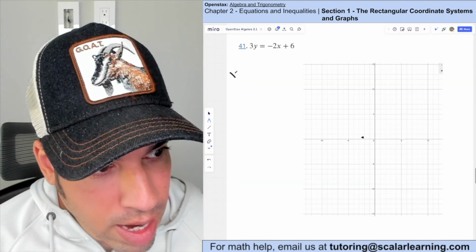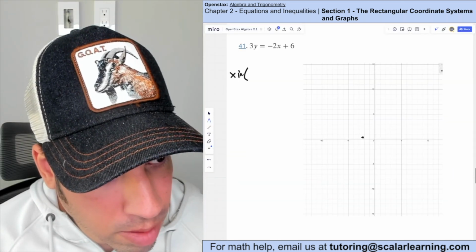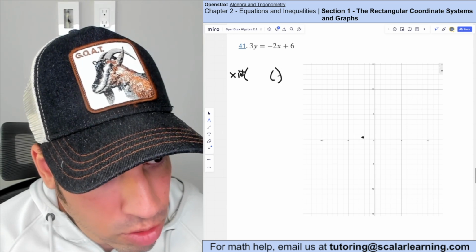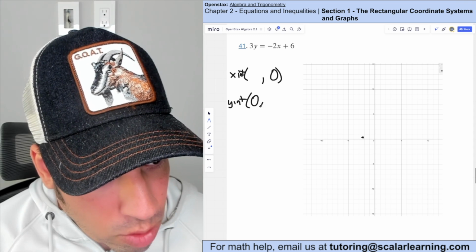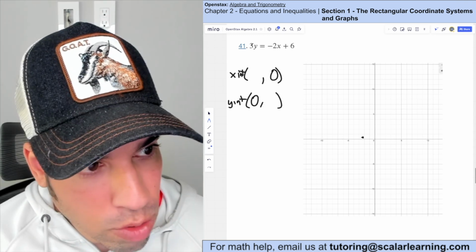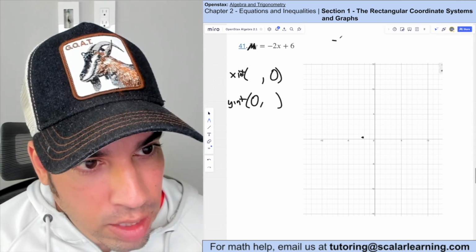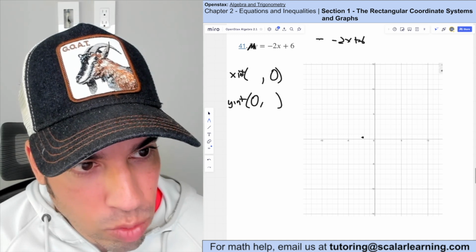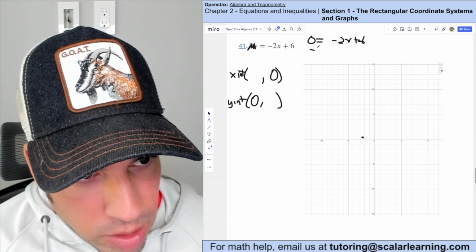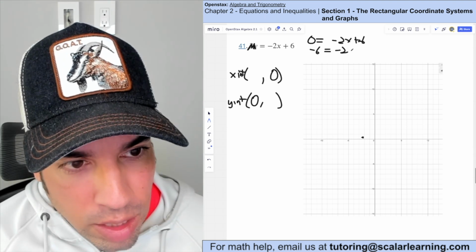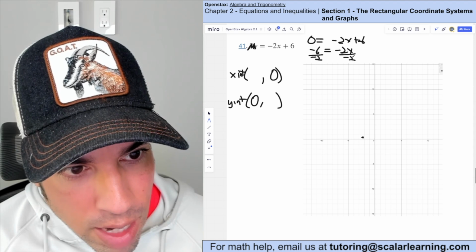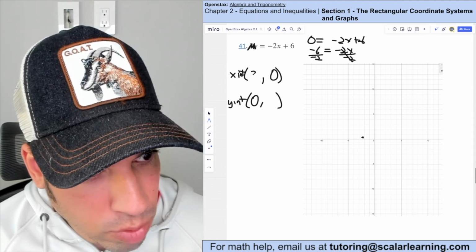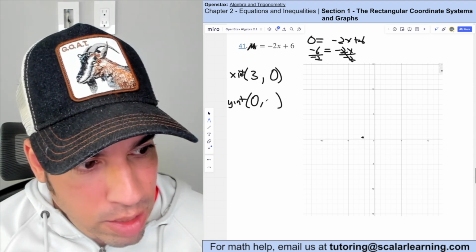So here to find the X-intercept, again, I'm going to plug in 0 for Y. And to find the Y-intercept, I'm going to plug in 0 for X. So check it out. If I zero out the Y here, I get -2X plus 6 equals 0. Subtract 6 from both sides. -6 equals -2X. Divide both sides by -2, and I get X equals +3, right? -6 divided by -2 is +3.